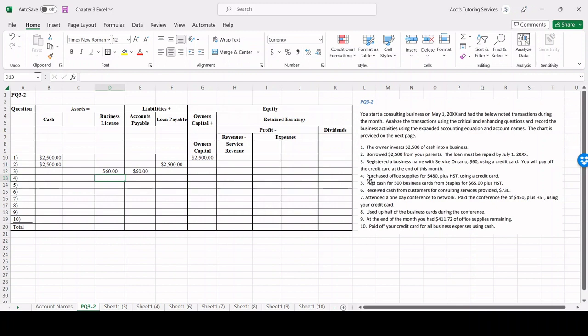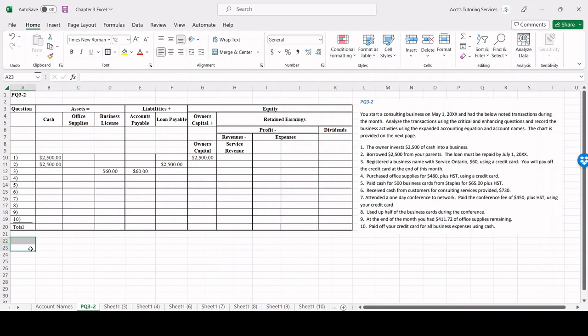So next transaction, purchase office supplies. It tells you the account name in the transaction sometimes. Once again, you don't have to memorize it. Just read the transaction and analyze it. So office supplies, we know it's an asset because it's a future benefit. So we're going to set up a new account called office supplies. And this is $480 plus HST using a credit card.